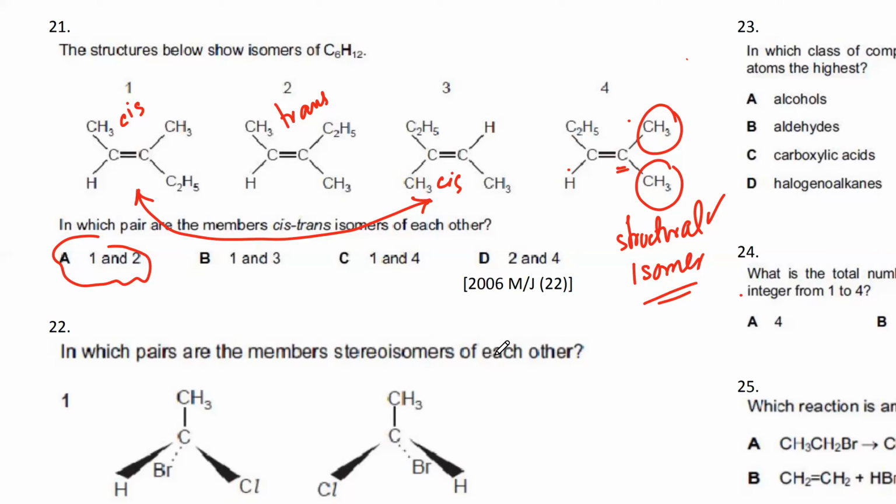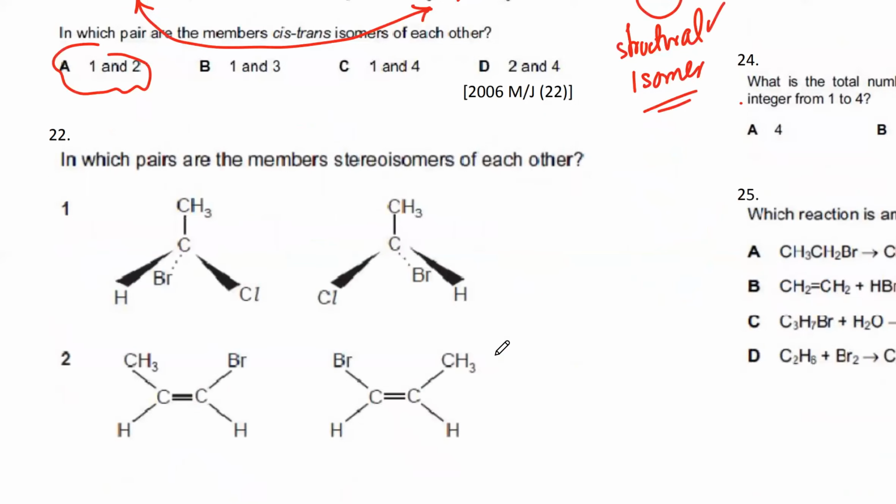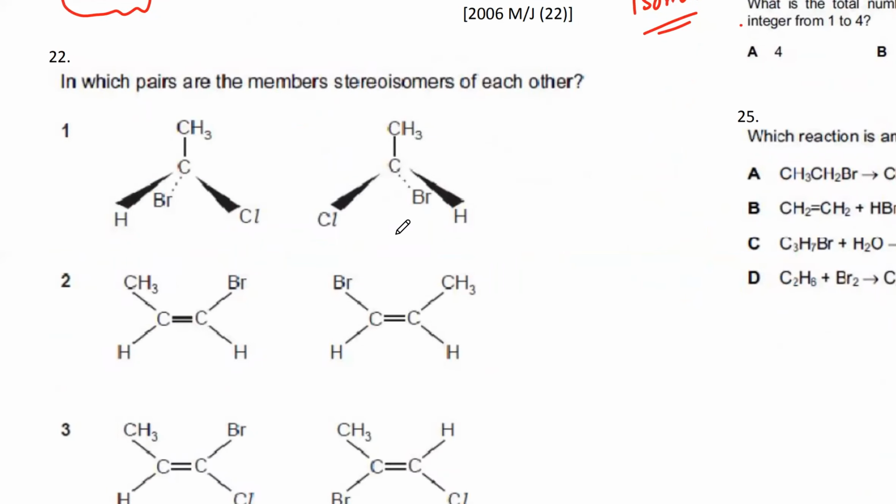In which pairs are the members stereoisomers of each other? Are the first ones stereoisomers of each other? They are optical. Now remember, stereo has two types. One is optical and the other one is geometric. So they are optical isomers. All four groups are different and they are mirrored versions. Make sure they are mirrored versions. The Cl is pointing in this direction. The Cl is pointing in the other direction. So they are kind of mirrored versions. So they're basically optical isomers.